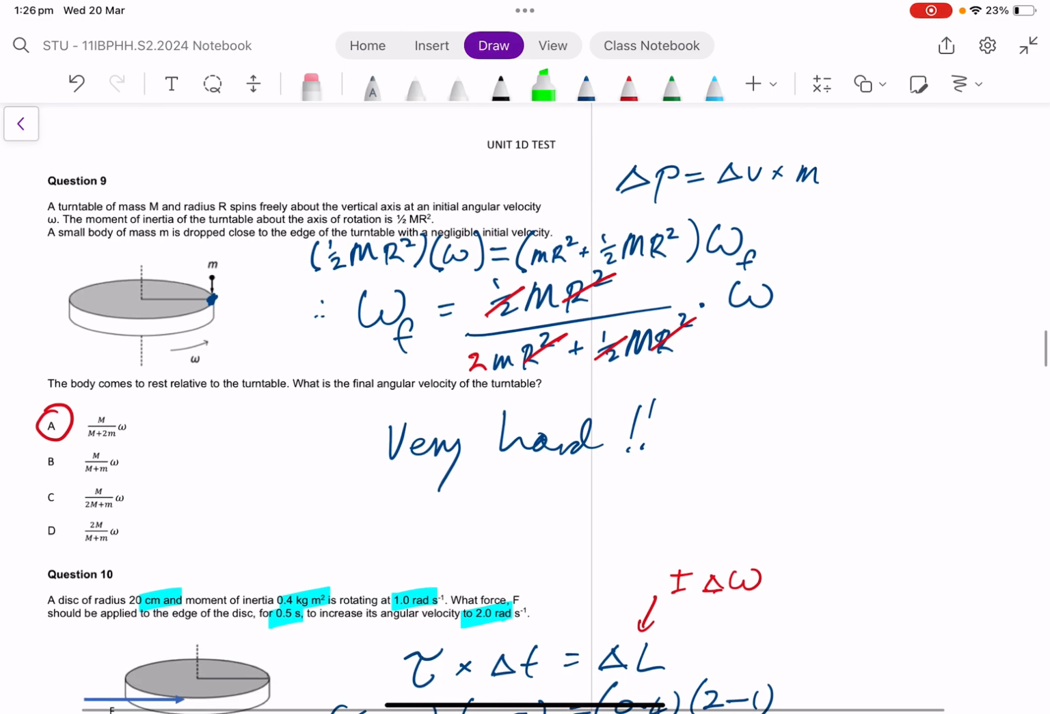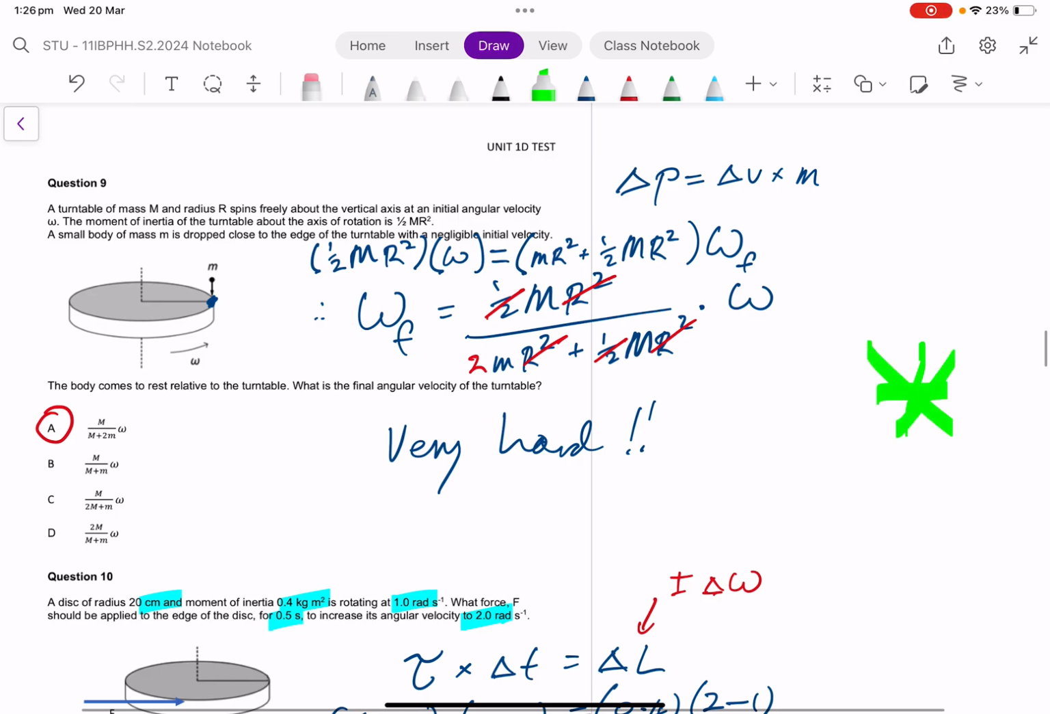Hardest question by no small margin, I reckon. So the initial angular momentum was the moment of inertia of the disk on its own, which is half mr squared, times omega. That'll be the same as the final angular momentum. Now remember, with moments of inertia, we can just add them.